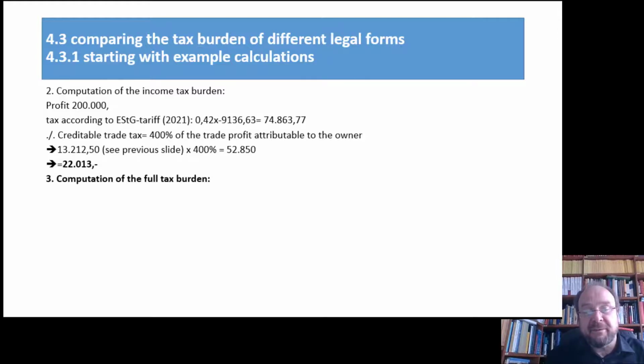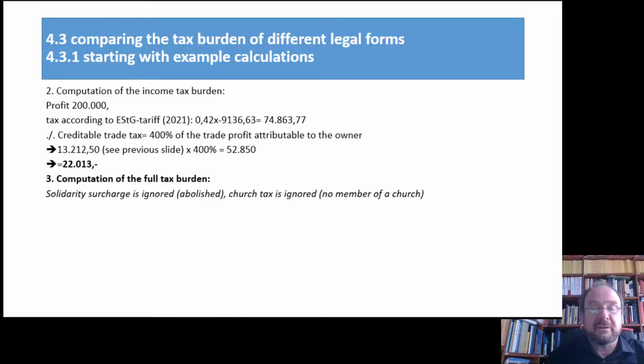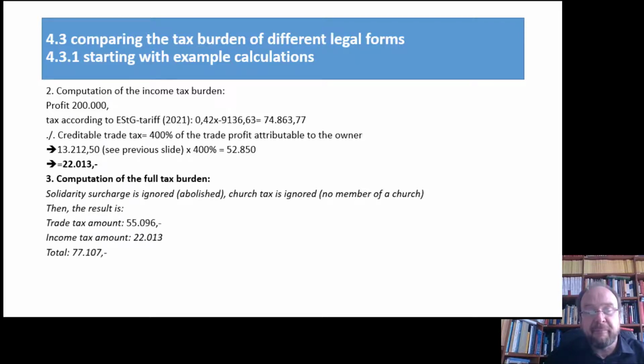Now, if we add up the full tax burden, we ignore, again, for simplification, the solidarity surcharge. Let's just do as if it had been already abolished. Church tax shall be ignored. Imagine our sole trader is not a member of a church. So then the result will be trade tax 55,096, income tax 22,013. Total 77,107. That leads us to a percentage of 38.55% of the profit of 200,000.